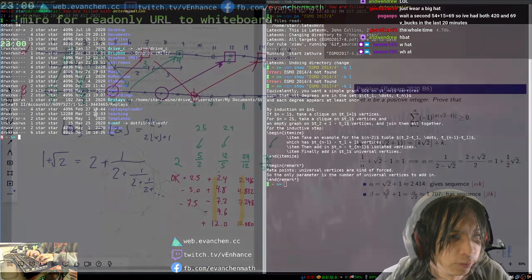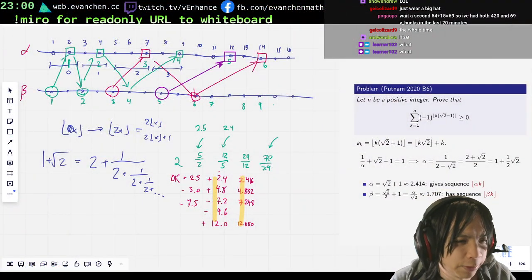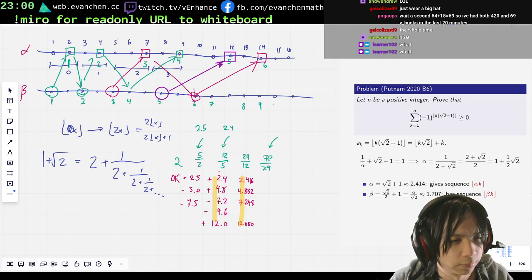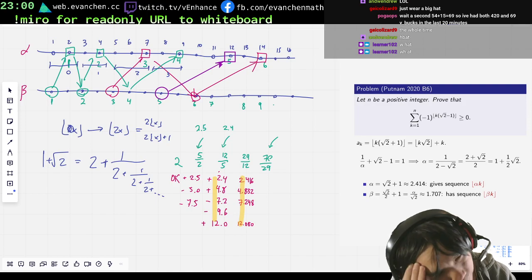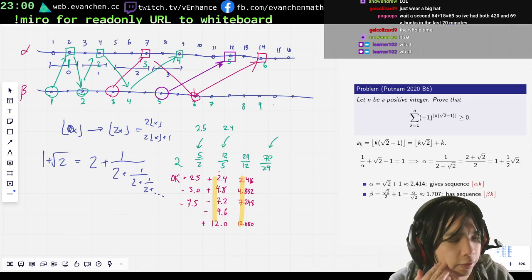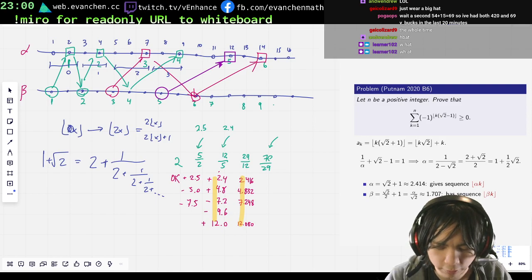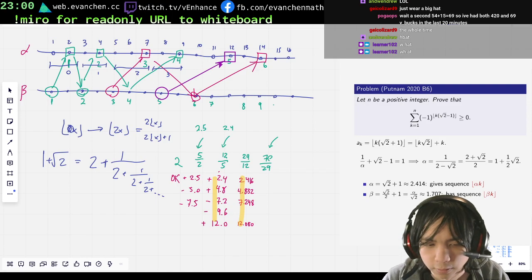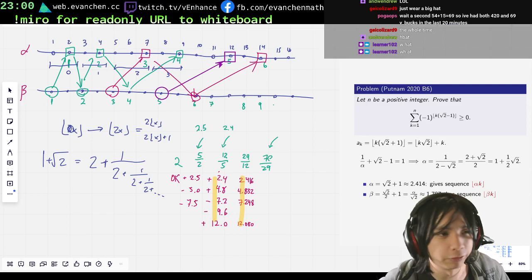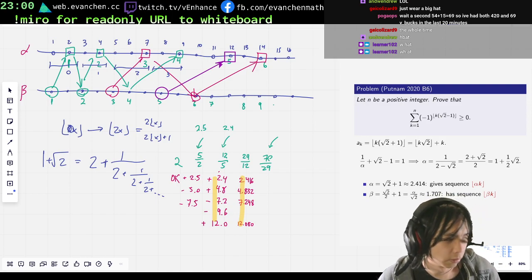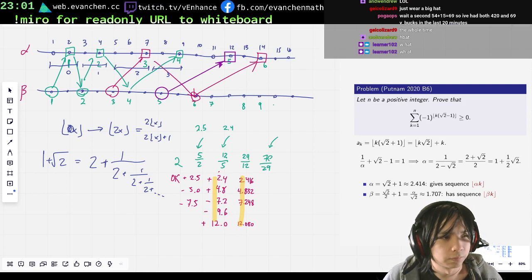Okay, so you need something about the fractions. You can't just pick a random fraction. Like 4 over 101 and 4 over 103 gave different results.